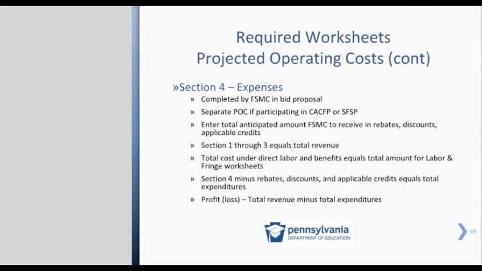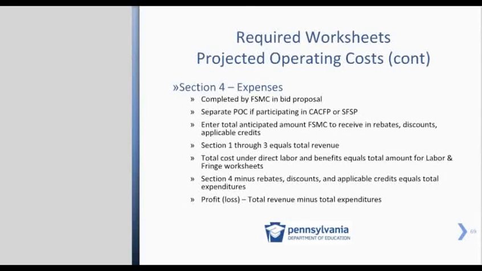This section is the total expenses that the FSMC will incur for an entire year. Sections 1 through 3 equal total revenue. Total cost under direct labor and benefits would equal the total amount listed on the labor and fringe worksheet for those employees that will be employed by the FSMC. The administrative fee and the FSMC fee cannot increase in the renewal year POC higher than the CPI rate. All other expenses incurred by the FSMC can increase higher than the CPI rate in the renewal year if the SFA is satisfied with their justification.